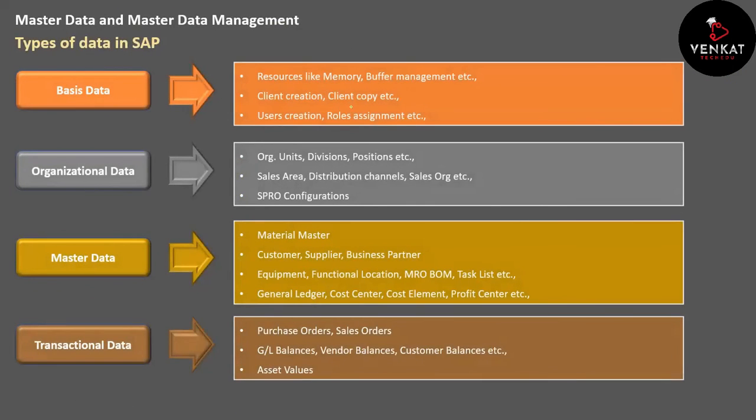So now, this is again for the people who are new to SAP and have less understanding of this concept. In SAP, we have various types of data: basis data, organizational data, master data, transactional data. Now let's take one simple real-time scenario. Let's say there is some ABC client.